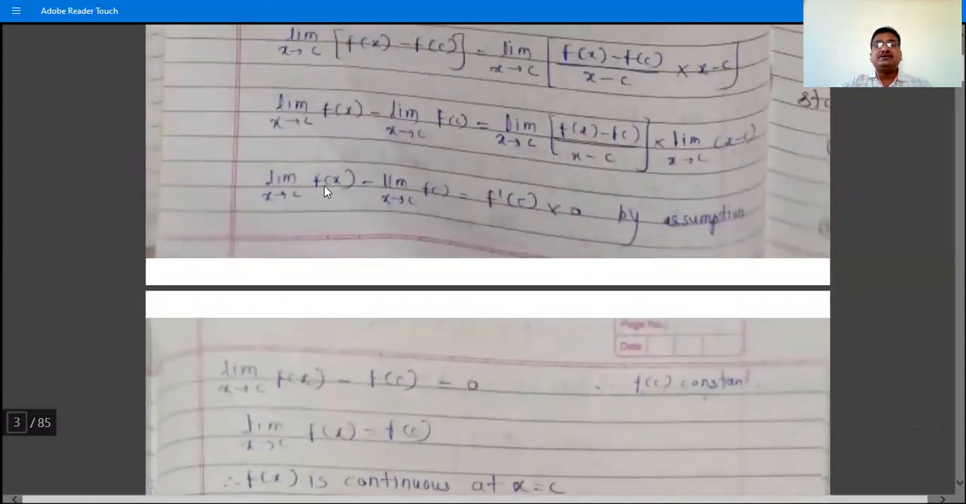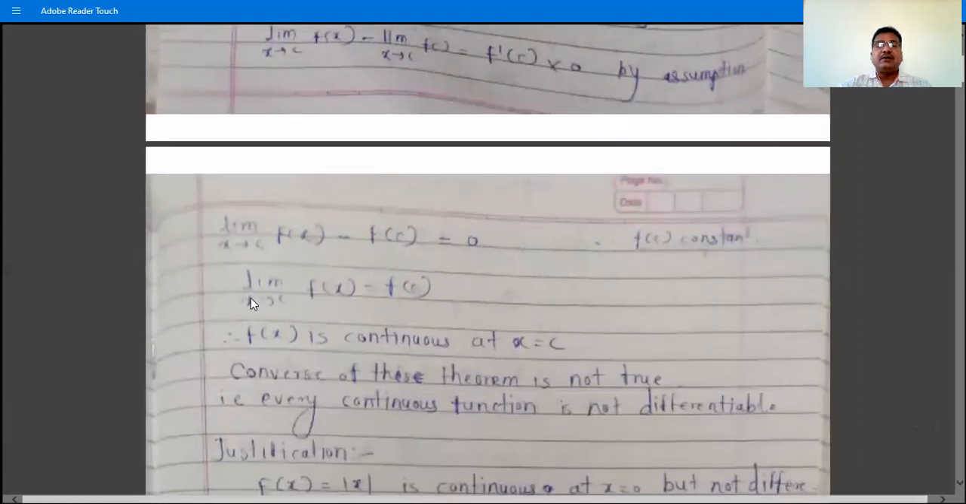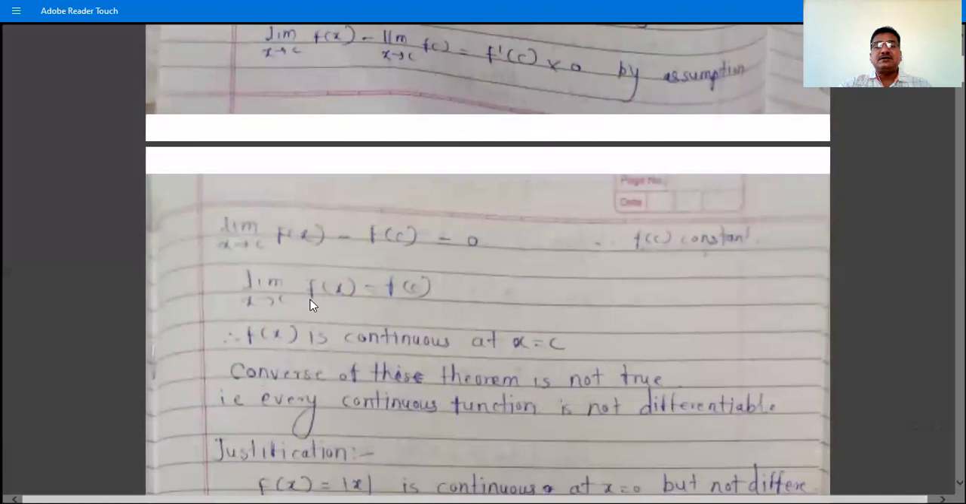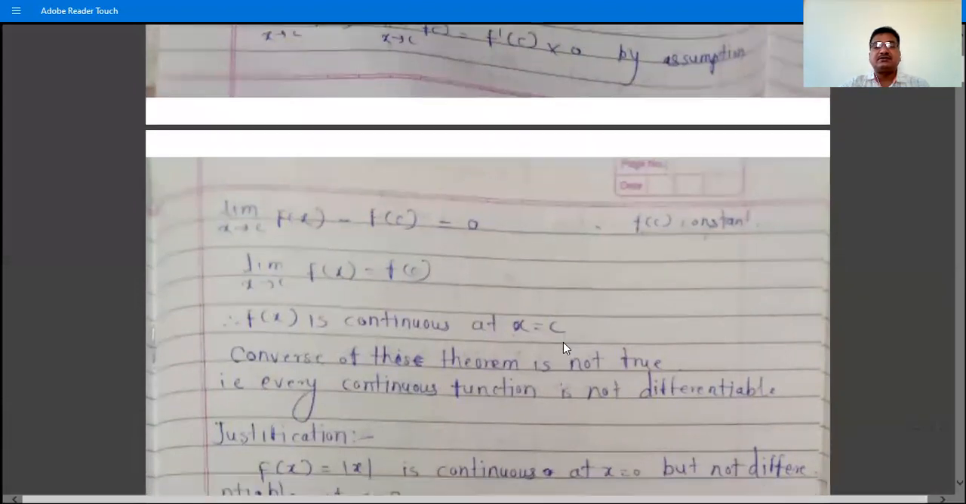So we have limit x tends to c f(x) minus limit x tends to c of f(c), which is f'(c) into 0, that is 0, and therefore we have limit x tends to c f(x) equal to f(c), shifting f(c) to the RHS. This means f(x) is continuous at x equals c. Why? Because limit x tends to c f(x) is equal to f(c). This is the definition of a continuous function. So this limit exists and it is equal to f(c), wherefore f(x) is continuous at x equals c.